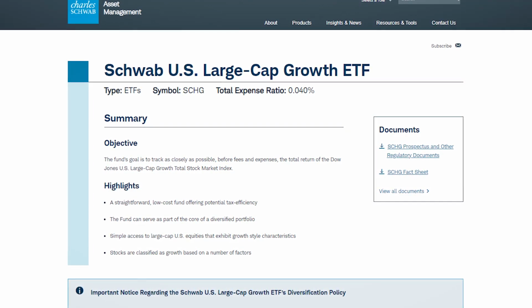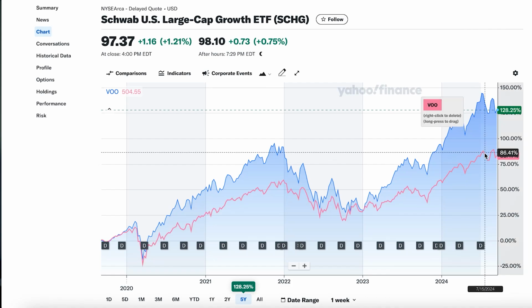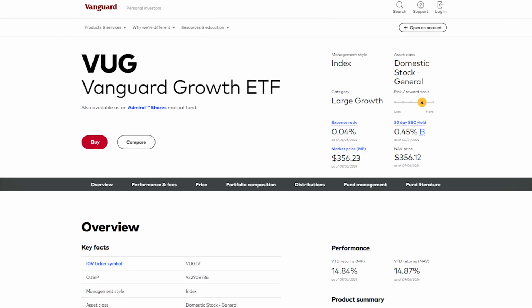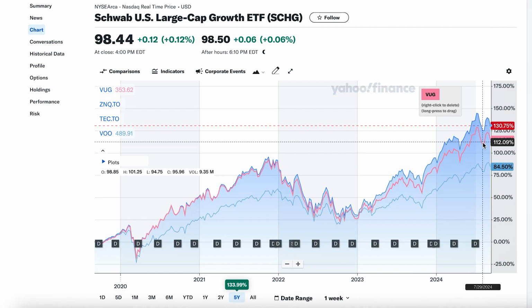If we compare its performance to VOO, which is this line there, SCHG shows much better growth. Another popular growth ETF is VUG. It is also better than VOO, but not as good as SCHG. So if I had US dollars to invest, I would definitely invest in SCHG.